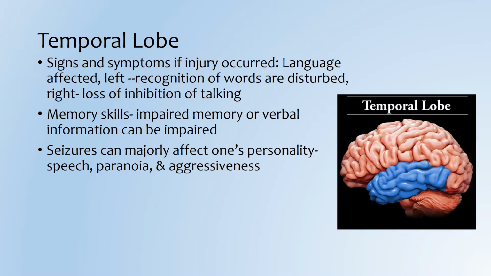And there would also be an effect on memory skills, which is impaired memory, or verbal information that can be impaired. And seizures can majorly affect one's personality, and seizures can happen when the temporal lobe is affected, and someone's speech can be affected afterwards. Someone can be paranoid a lot, and it can also bring out one's aggressive behavior.